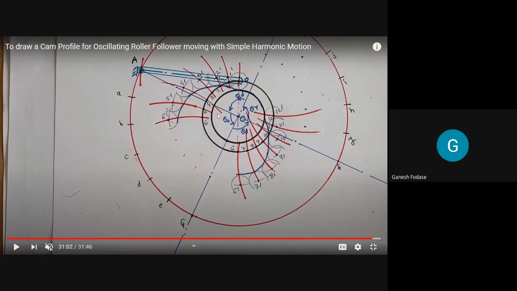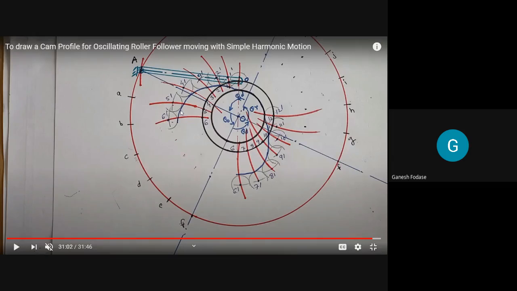Then we know that we divide into theta O as per given data. From OA, we mark 90 degree theta O, theta D also 90 degree, theta R also 90 degree, and the remaining again 12. Then divide theta O, theta D, theta R into an equal number of parts as marked in the displacement diagram. I hope you understand which portion we divide here. We divide theta O and theta R, which is 90 degree, into 6 equal parts.